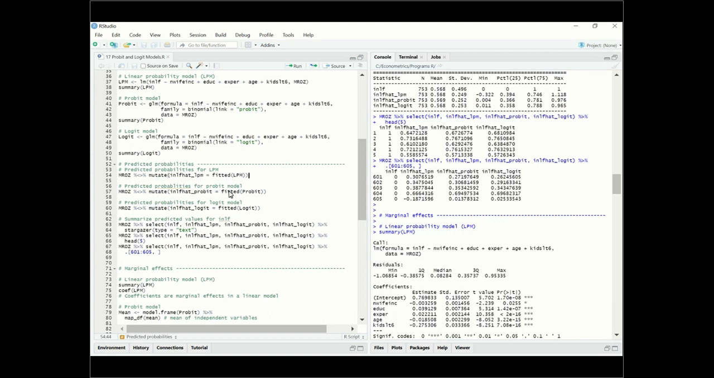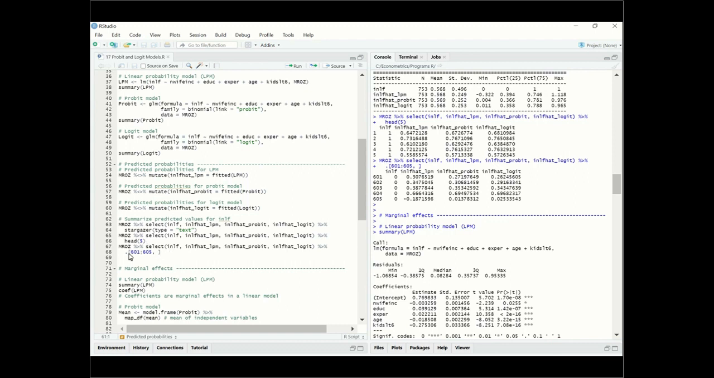To get the probabilities for the Probit model, we're going to be using fitted for Probit. Here we're going to call these in labor force hat for Probit, and same for the logit. That's what we're going to call them, in labor force logit, and that's going to be the fitted for logit. Okay, so now let's summarize these predicted values. We're going to be using Stargazer, and let's summarize in labor force, that's the actual value for the dependent variable y, and the predicted probabilities coming from these models. And let's look at the first 5 observations here.